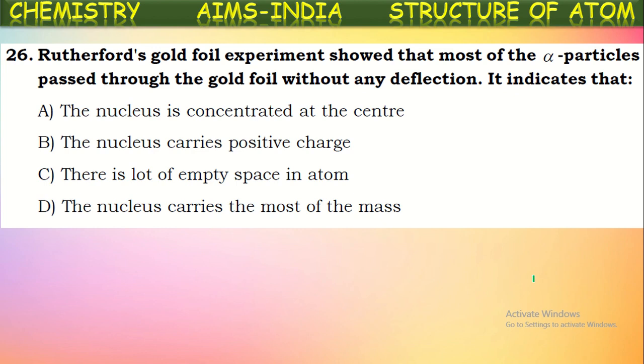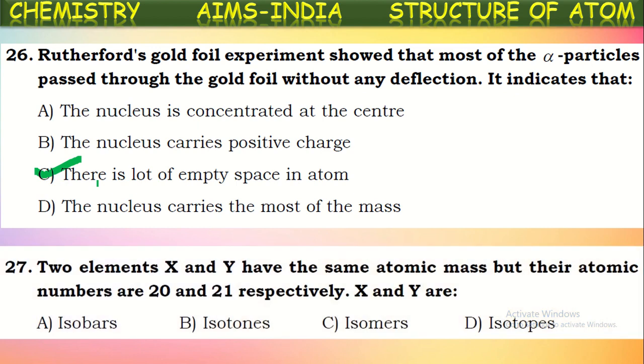Okay, where it is mentioned, here it is. There is a lot of empty space in the atom. Only a small portion of the atom is completely covered with mass. The remaining part is empty. Because of this empty space existing in the atom, these alpha particles pass directly through the atom without any deviation.